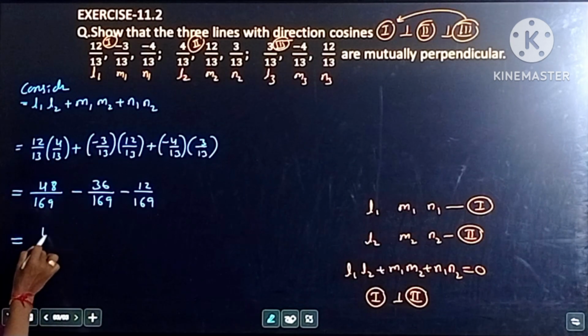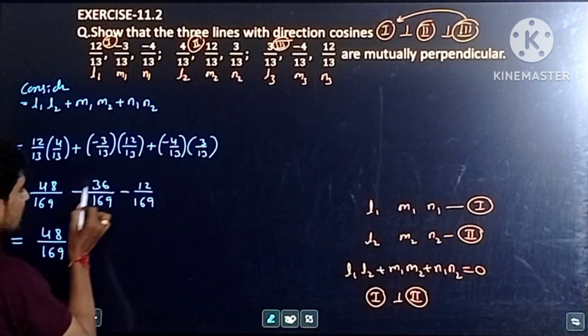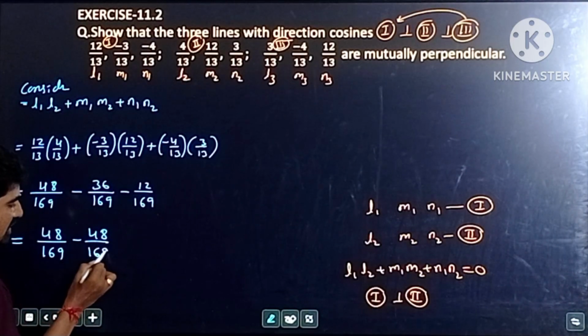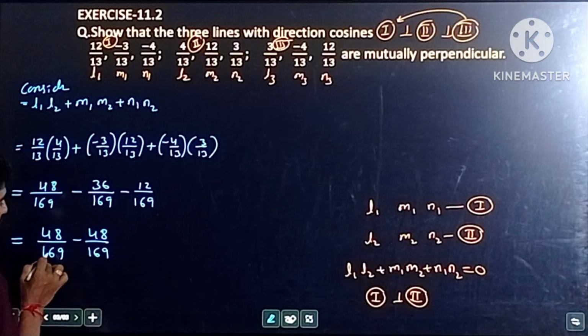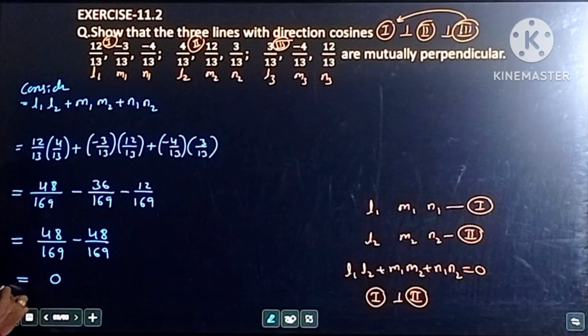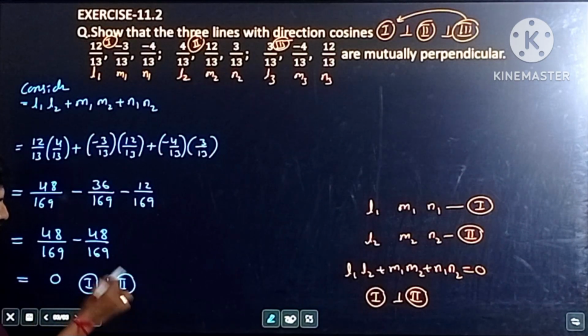Now observe here, the first term is positive, plus 48 divided by 169 as it is, minus 36, minus 12, minus 48 divided by 169. So here 48 by 169 minus 48 by 169 is equal to 0. It means the first line is perpendicular to the second line.